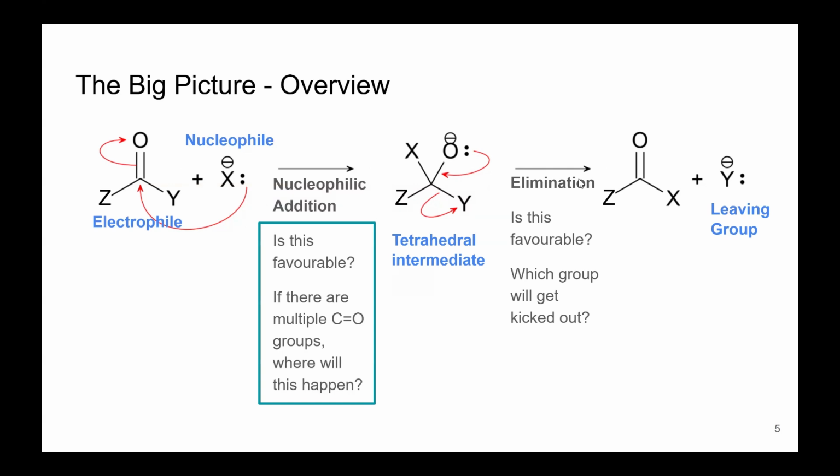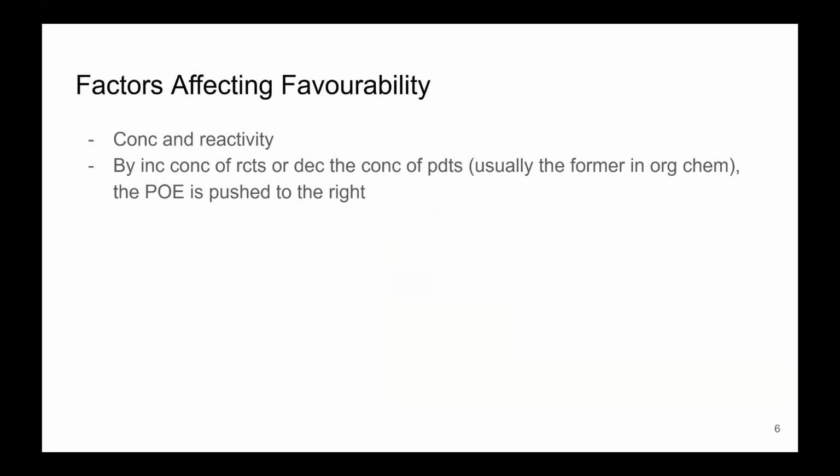So I'm going to talk about the first two questions first, about nucleophilic addition. There are some factors affecting the favorability of nucleophilic additions. The first one is the concentration of a nucleophile and electrophiles, as well as the reactivity of them. By increasing the concentrations of reactants or decreasing the concentrations of products, the position of equilibrium can be pushed towards the right, or towards the product side. So the conversion of the reactants to the products becomes more favorable. You will obtain a higher percentage of products overall, and this will increase yield.